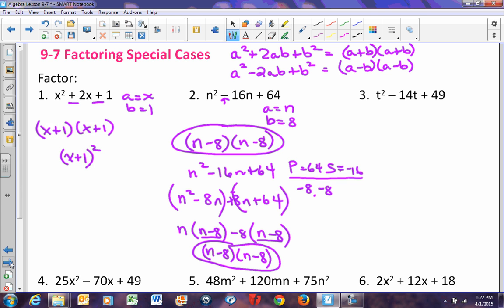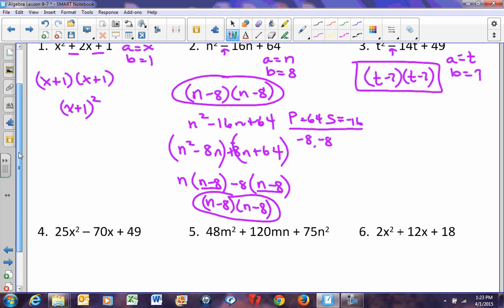Look at number 3, perfect square trinomial. Yes. My a term is t. My b term is 7. Since it's a minus sign, it's going to be t minus 7 times t minus 7. If you can recognize them, you'll be able to factor them so much faster.